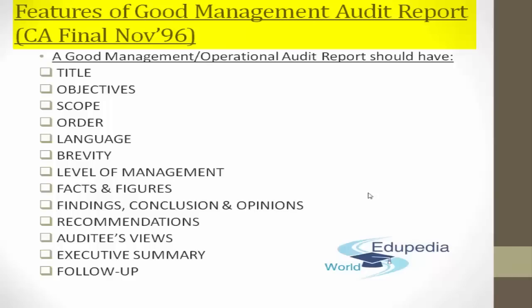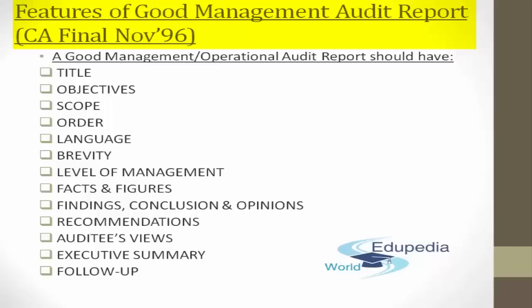Next thing comes in as recommendations. So a management report should include recommendations for potential improvements as well, because that's the only reason why a management audit is basically done. Why? Because you'll be providing them recommendations for potential improvements, and remedial measures for a system may be pointed out in that.